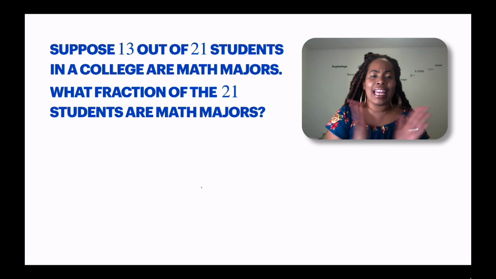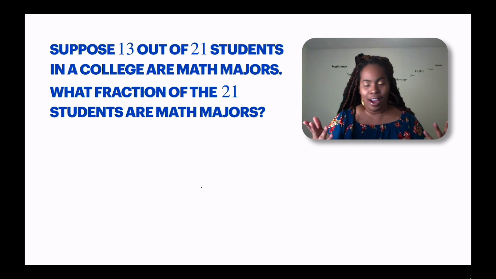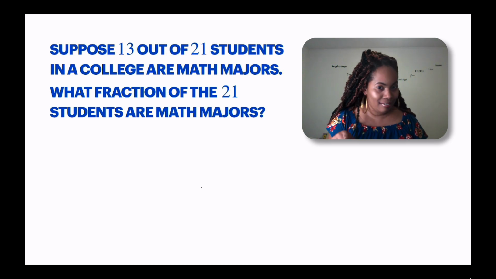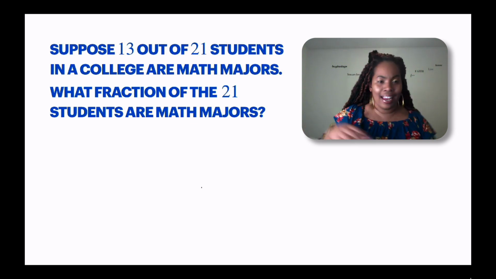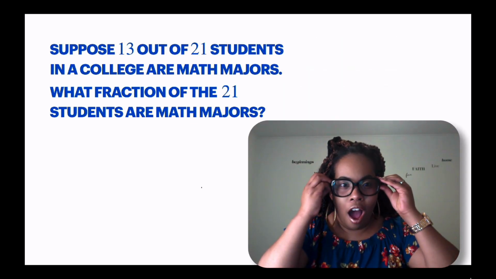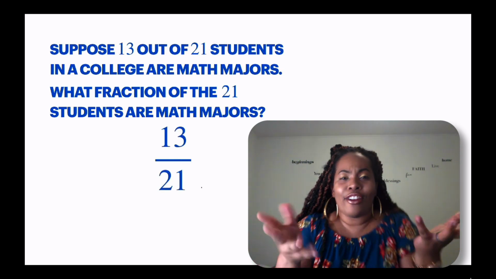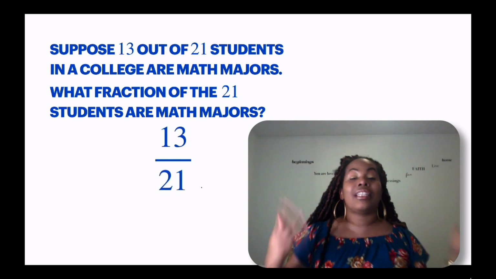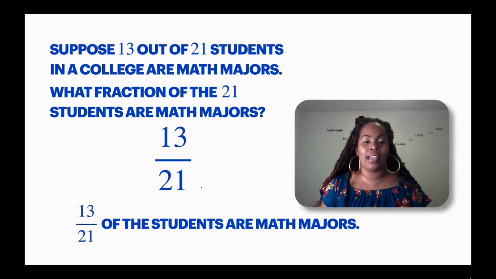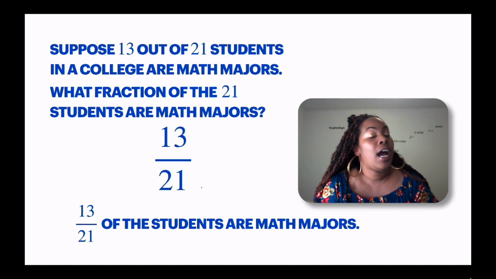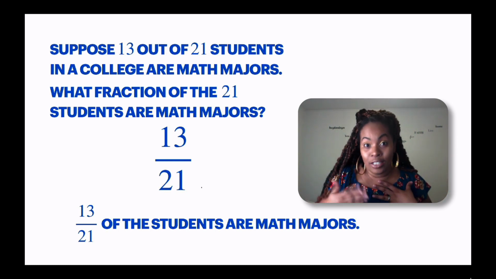But it says 13 out of 21 students in a college are math majors. What's the fraction? Do you see it? Where my glasses at? Oh my God, it's right there. 13 over 21. 13 21sts. That's the answer, right there in your face. I'm telling you, it's so simple. I'm not going to take y'all back and check it this time. You're going to have to prove it to yourself. I'm just telling you like it is.